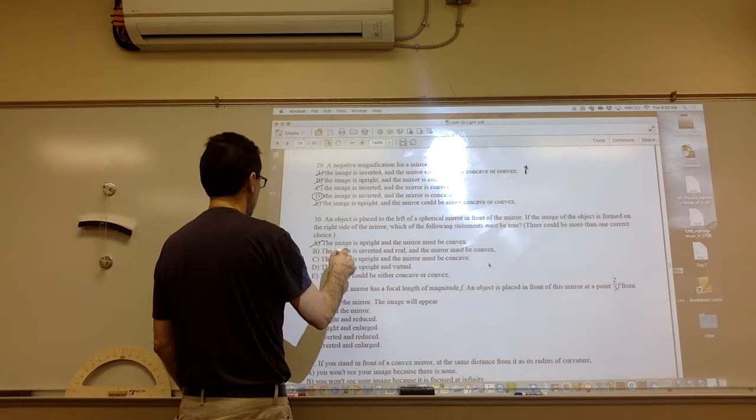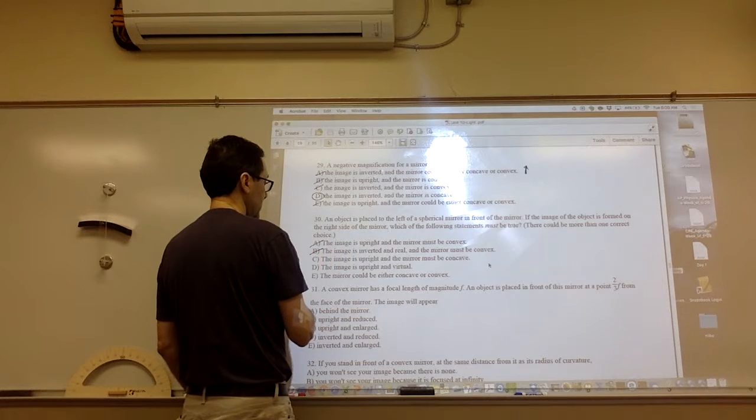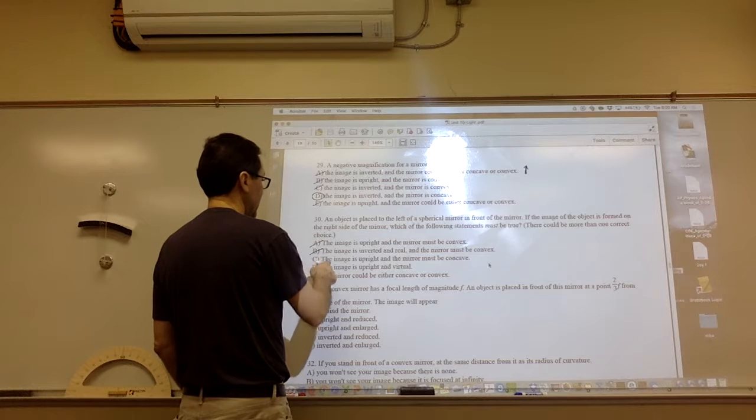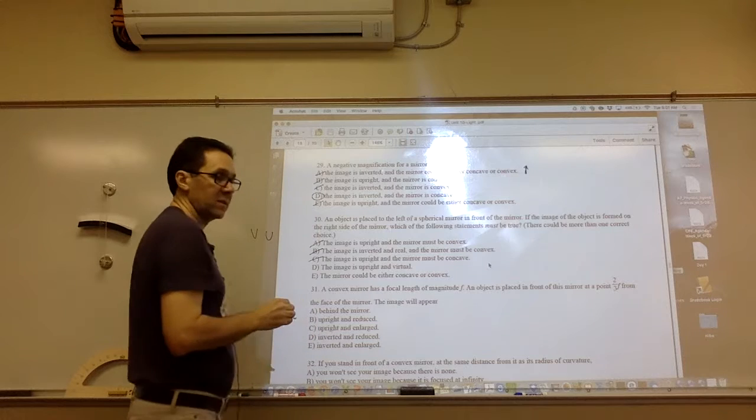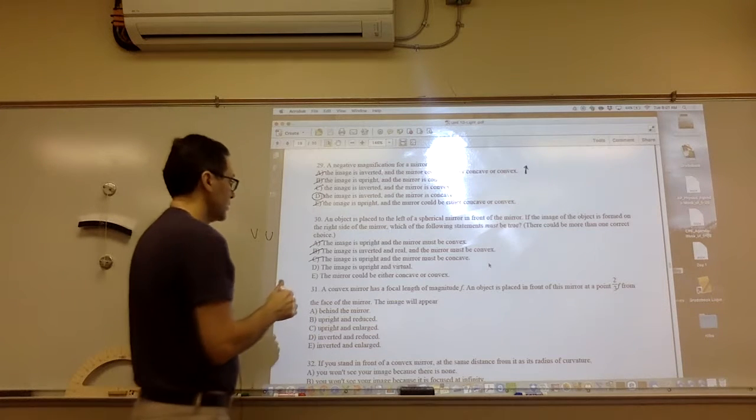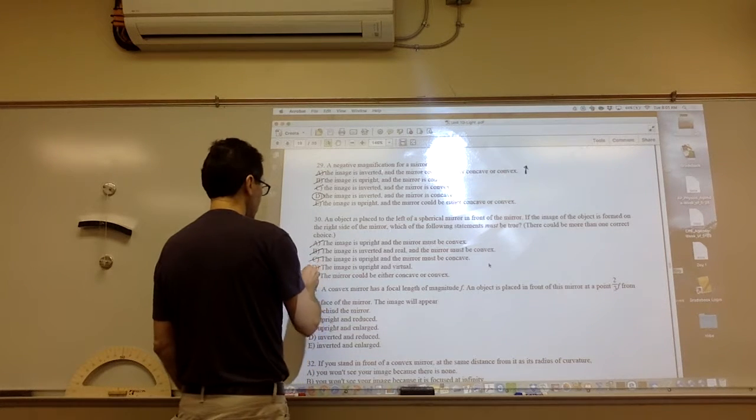The image is inverted? Nope, because it's virtual. The image is upright and the mirror must be concave? No, it could be convex and end up with an upright and virtual image. The image is upright? Nope. So the mirror could be either concave or convex.